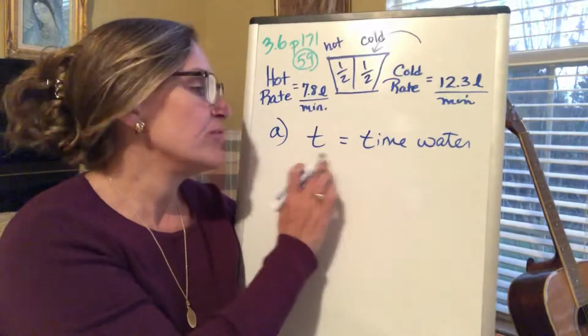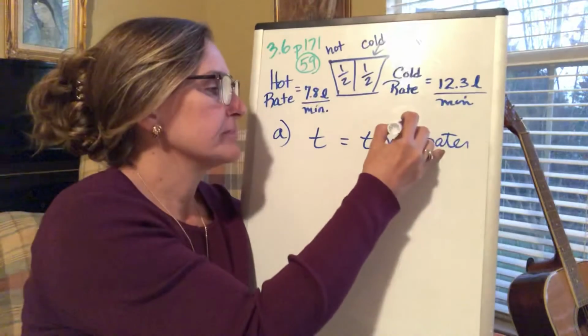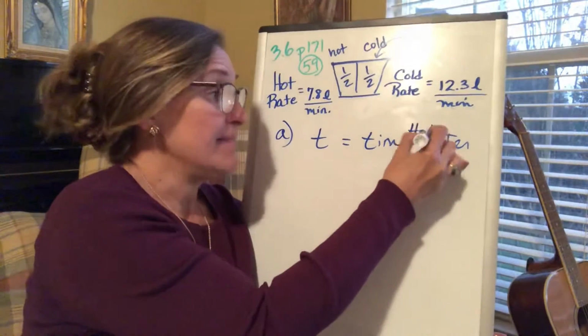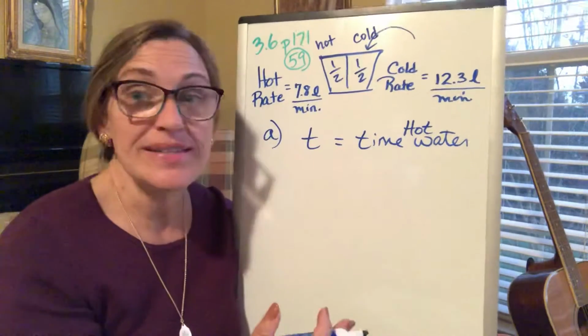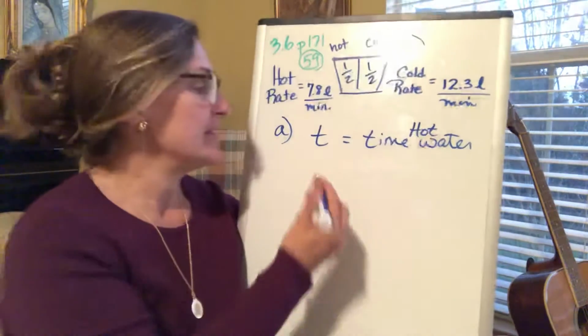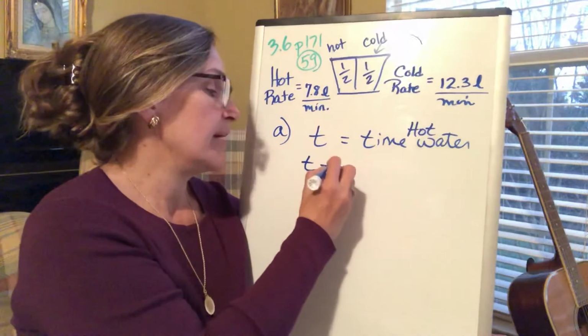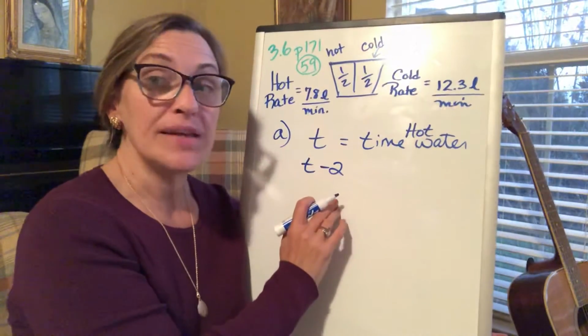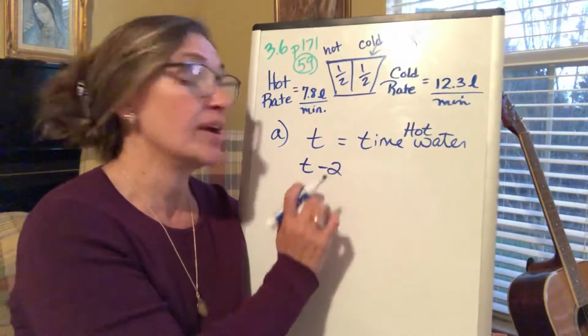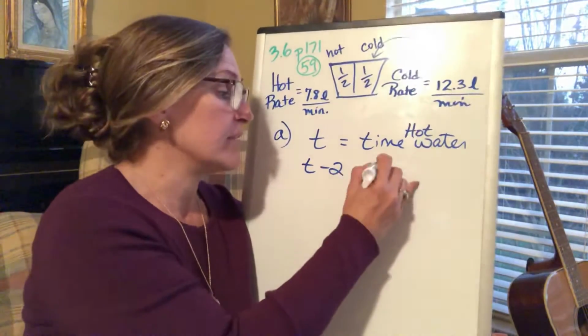So if the time for the hot water is T, what's the time for the cold water? Okay, you start 2 minutes later, so we're going to call this T minus 2. Whatever time is, it's going to be measured in minutes. You're going to take the time of the hot and subtract those 2 minutes, and that is the time for the cold water.